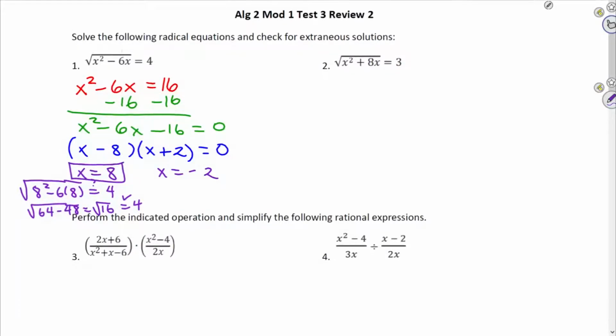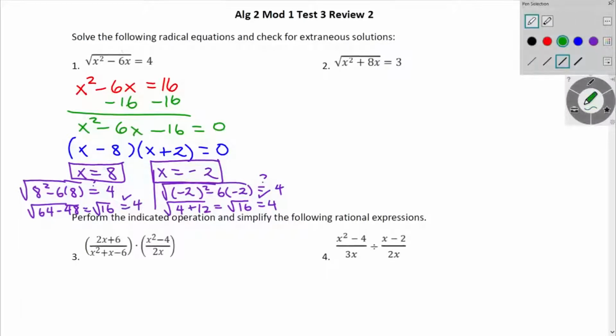Okay. For negative 2, I get the square root of negative 2 squared minus 6 times negative 2, and does that equal 4? Well, negative 2 squared is negative 2 times negative 2, which is a positive 4. Minus 6 times negative 2 is a negative 12, but I'm minusing a negative 12, which is plus 12. And that's root 16, which is equal to 4. Okay, and so both of these work. I don't have any extraneous solutions in this problem. I have two solutions.